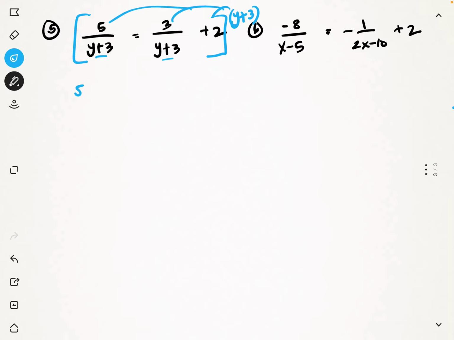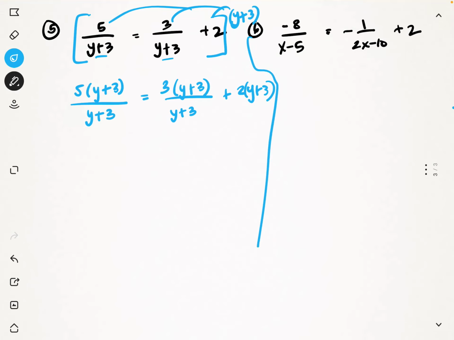Okay, so we have 5y plus 3 over y plus 3. And the second part, we have 3y plus 3 over y plus 3. And then we have 2y plus 3. Okay, so these will cancel. So what we have is 5 equals 3.